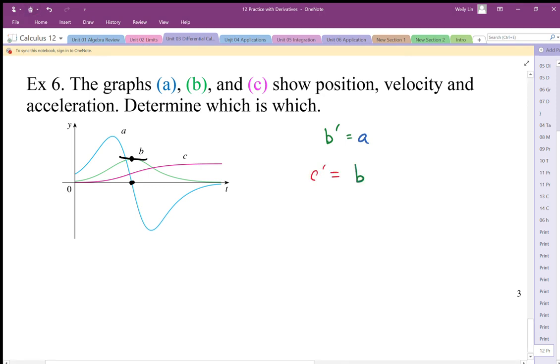So that means that the c function, I'll just keep it in red, represents the position function. The derivative of position is velocity, so the b function must be velocity. And then a is the derivative of b, so the a function must be the acceleration.